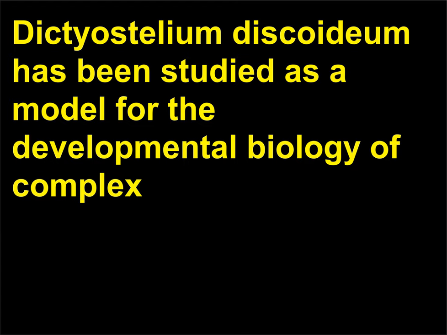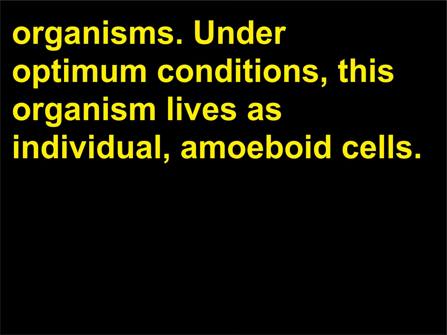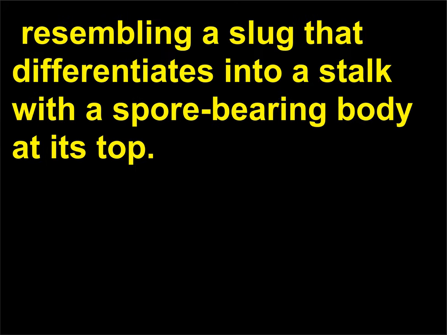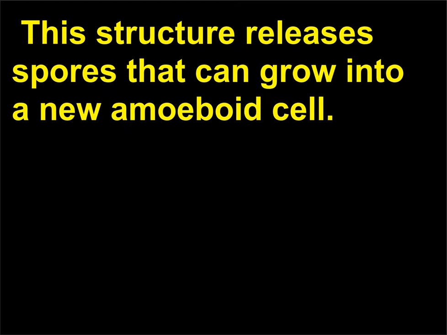Dictyostelium discoideum has been studied as a model for the developmental biology of complex organisms. Under optimum conditions, this organism lives as individual, amoeboid cells. When food is scarce, the cells stream together into a moving mass, resembling a slug that differentiates into a stalk with a spore-bearing body at its top. This structure releases spores that can grow into a new amoeboid cell.